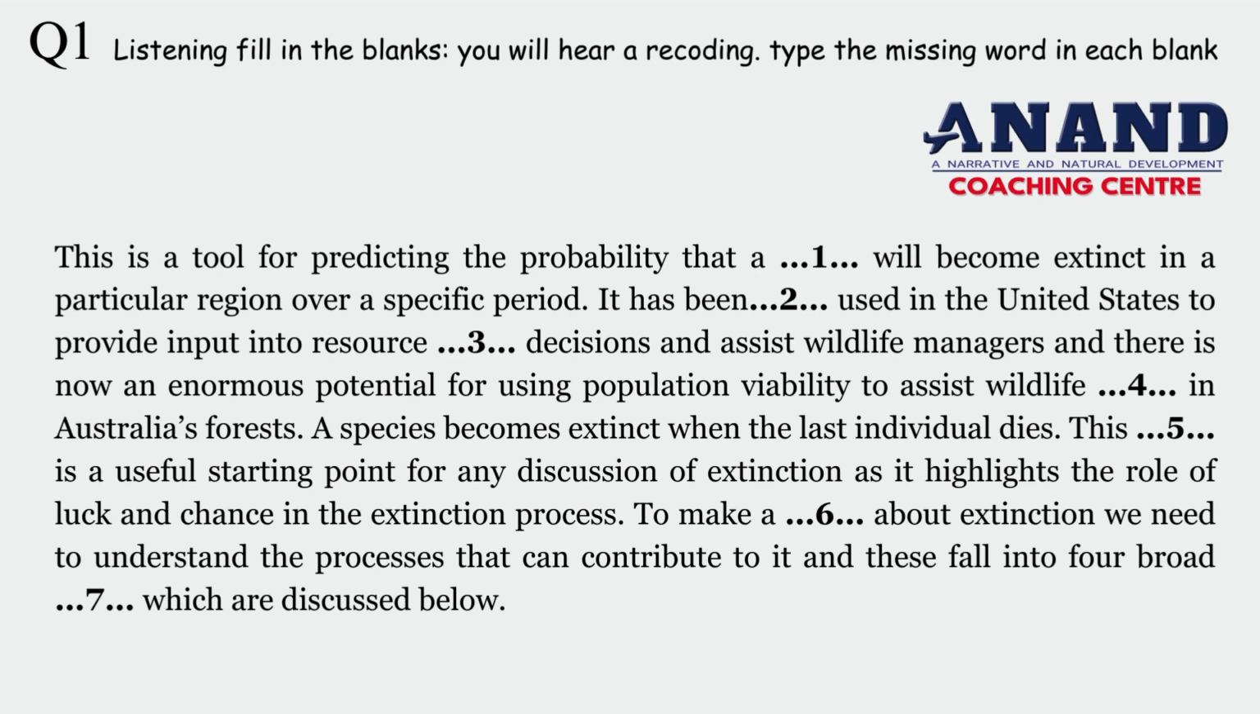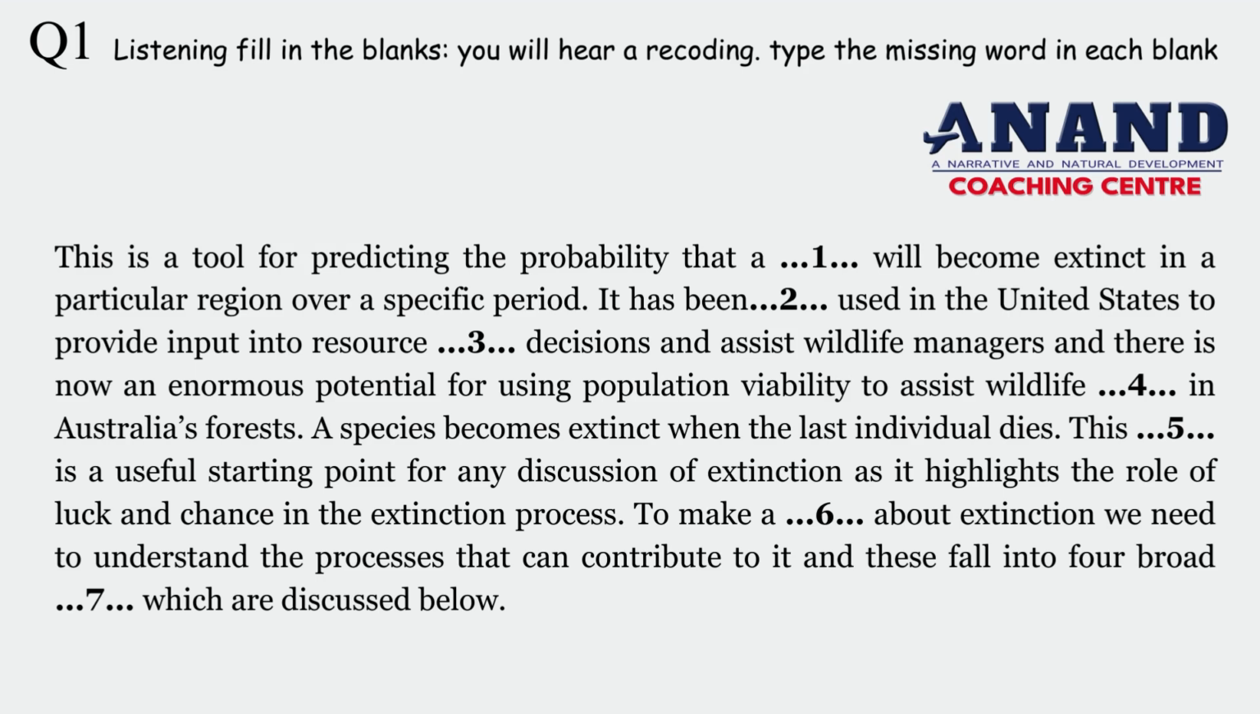This is a tool for predicting the probability that a species will become extinct in a particular region over a specific period. It has been successfully used in the United States to provide input into resource exploitation decisions and assist wildlife managers, and there is now an enormous potential for using population viability to assist wildlife management in Australia's forests.